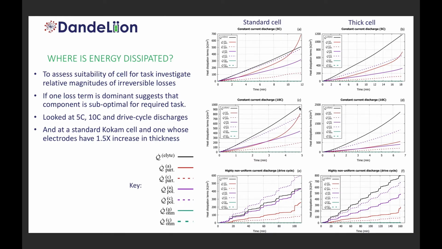In a 10C discharge, it turns out the dominant source of dissipation actually comes from the electrolyte, and then this is in a non-uniform drive cycle. In this case, for our drive cycle, the dominant source of dissipation comes from polarization losses on the edges of the cathode particle.